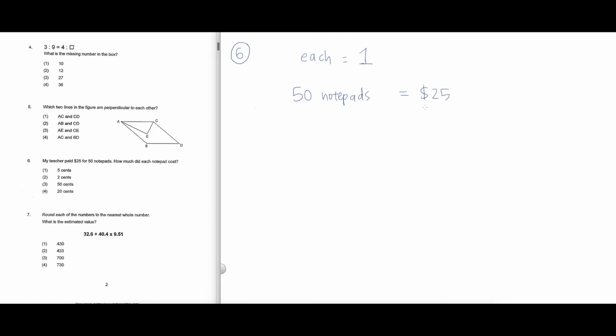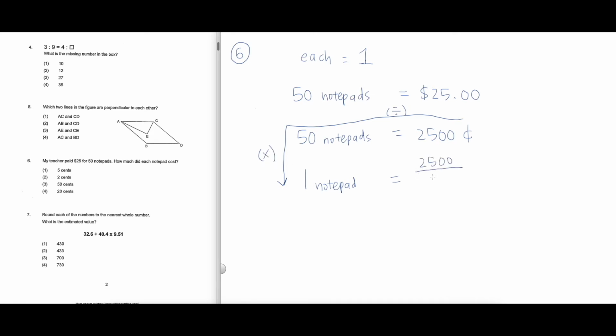$25. Okay, do you realize that the four options given are in cents? Since it's in cents, I will convert it first also. $25 is 25.00, so if I convert it to cents, it's going to be 2,500 cents. Okay, I want to find one notepad. So what I would like to do is to take 2,500 divided by 50 and then times 1. Pardon my crooked lines. You times 1, you're going to get the same answer. But I'm just going to put it there.